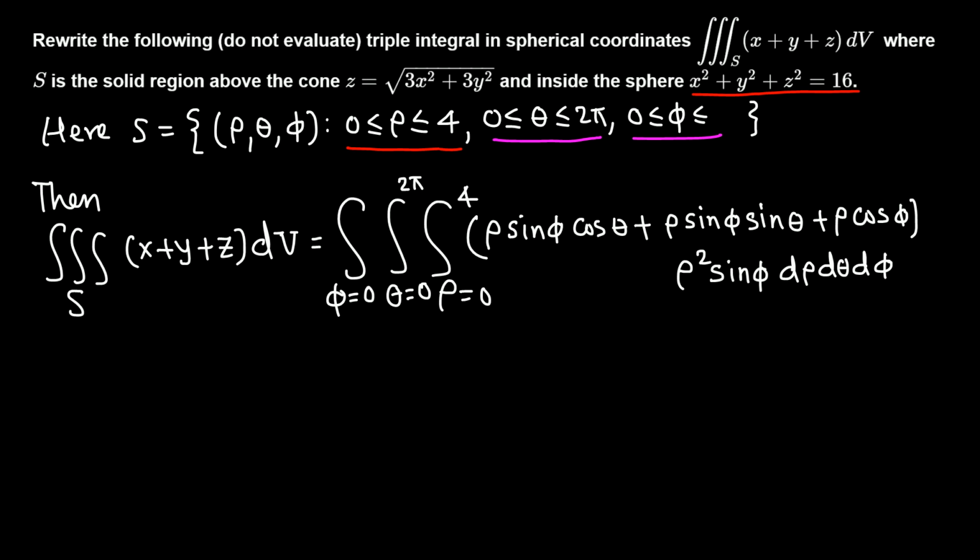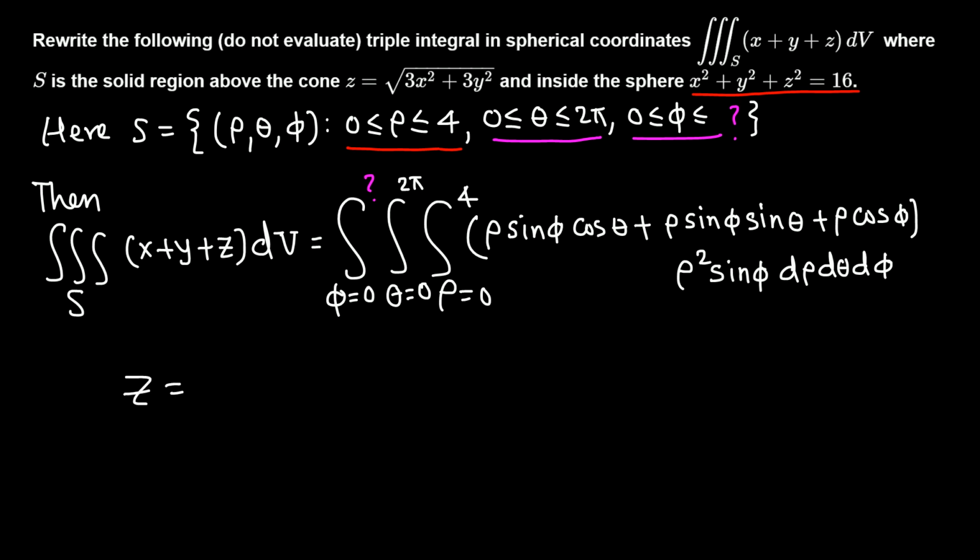We are already done with rho and theta. x is rho sine phi cosine theta, y is rho sine phi sine theta, and z is rho cosine phi, just the transformation. dV is rho squared sine phi d rho d theta d phi. So the issue here is to figure out the bounds for phi, and for that, let's look at this cone.